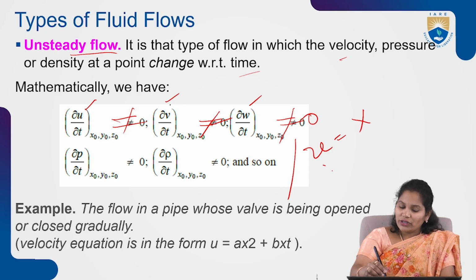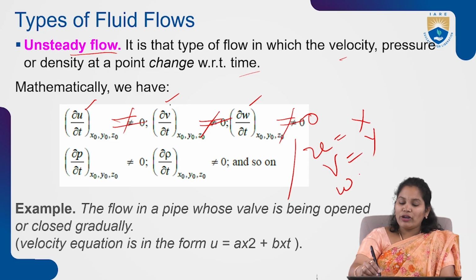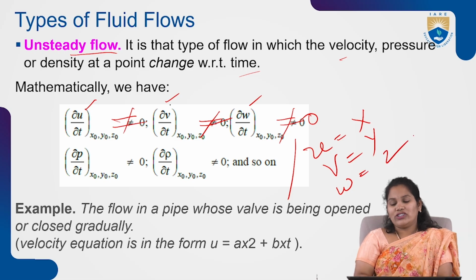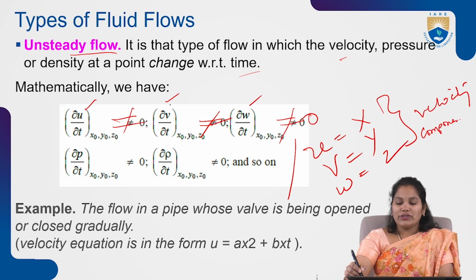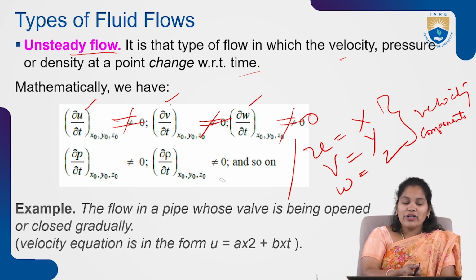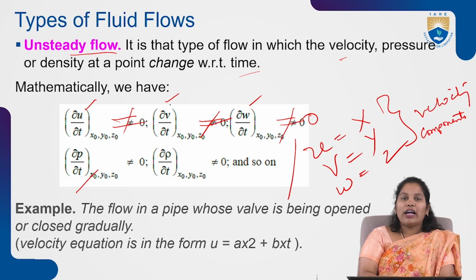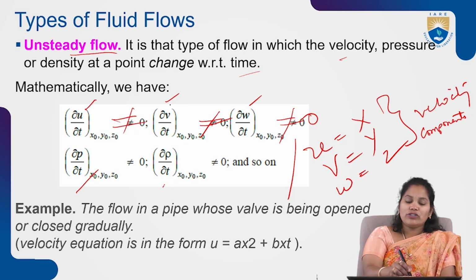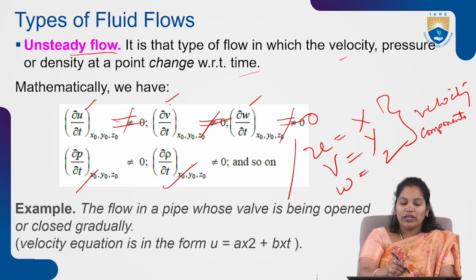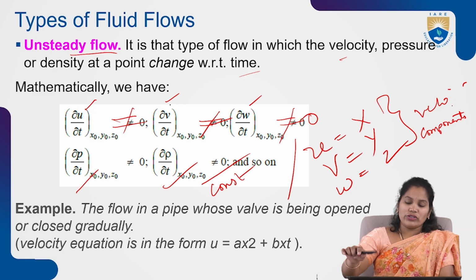If you take velocity v, that is in y direction. If you take w, that is in z direction. All these are velocity components, right? And so on. This pressure P with respect to time is not equal to 0. That means that is not equal to constant. And here also dou rho by dou t is not equal to 0. Not constant, right?